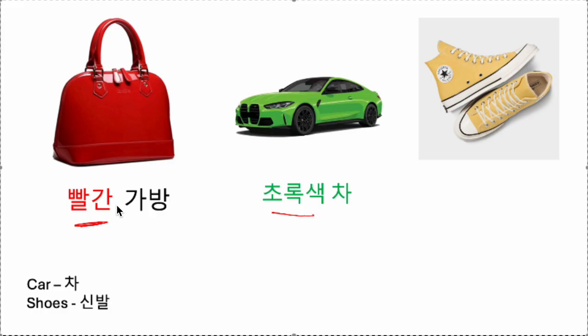right? You do not say 색 for most colors, okay? But some colors you do have to keep, which is this one, 초록색 차. But yellow shoes, 노란 신발. Okay, you don't have to say 노란색 신발, 노란 신발. If you're only calling just the color, then you'll say yes, 빨간색, 노란색. But if you're using it as an adjective, you say 노란 신발.